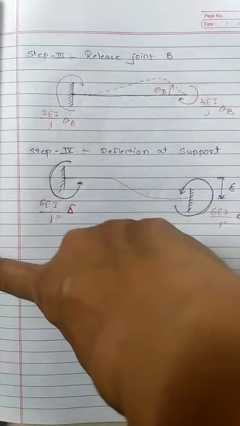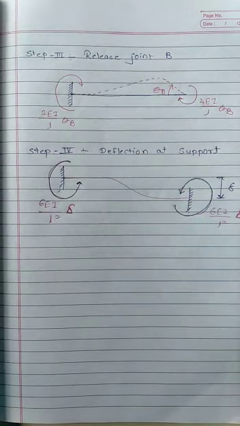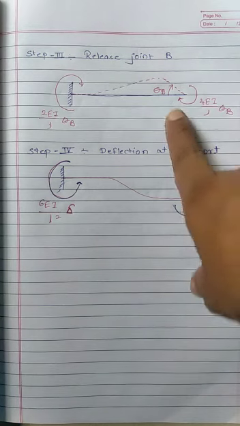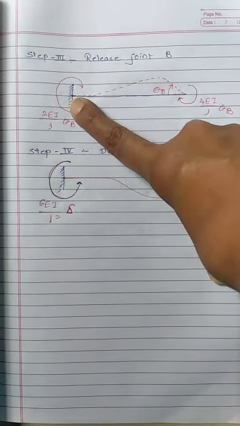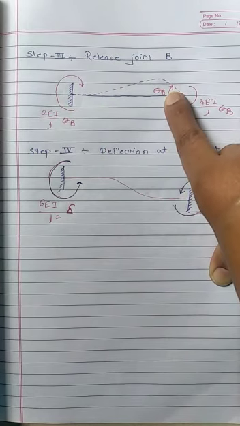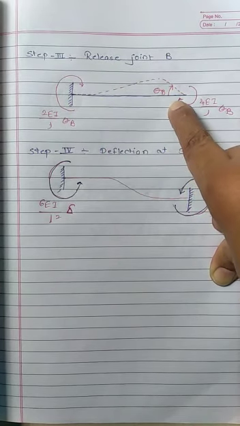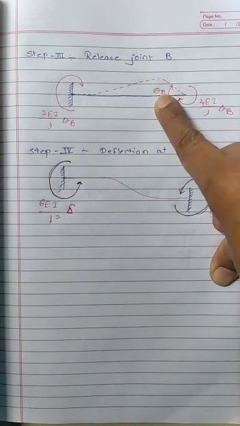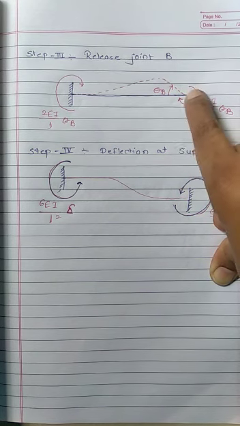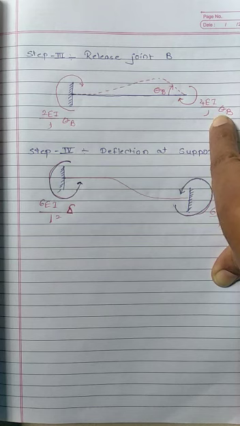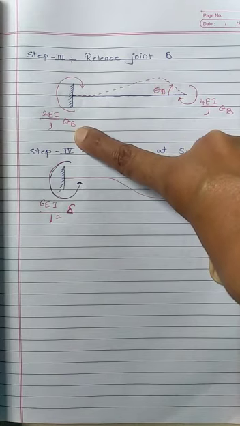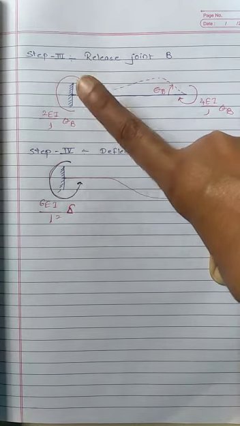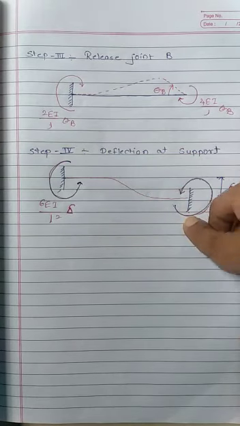Next, step number 3. In the previous step, we released joint A. Now in this step, we have to release joint B. Now support A is fixed, and we are going to release support B. Due to the slope theta B, it will be subjected to a moment of 4EI by L theta B. As I said, half of the moment will transfer to the other end, that is 2EI by L theta B. Now we consider the fixed end moment and the slope also.